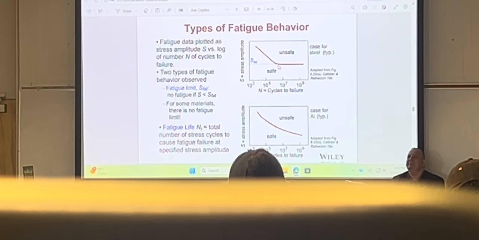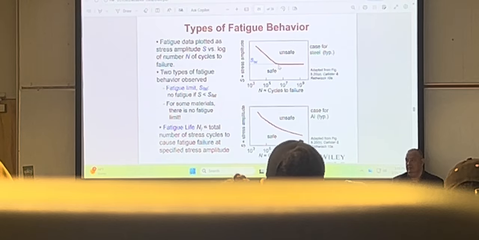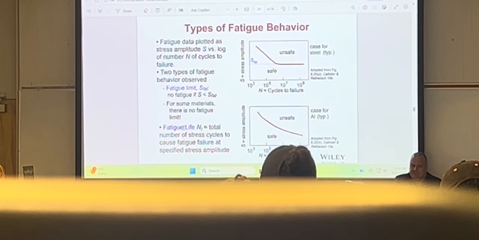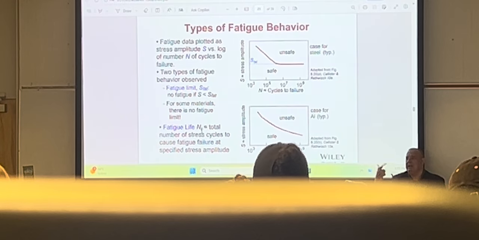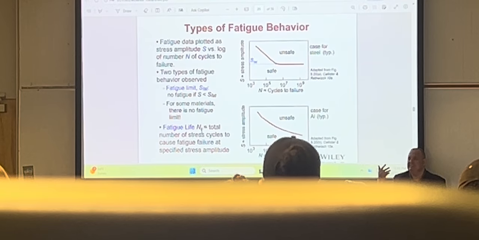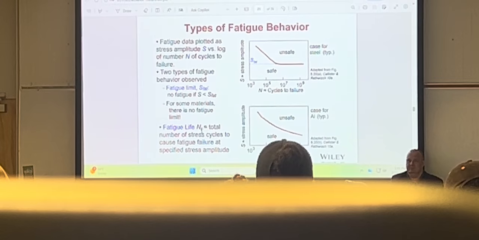Certain materials do not have a fatigue limit. Aluminum, it does not matter. If you have a part made out of aluminum and you subject it to cyclic loading, it is going to fail regardless of what the stress amplitude is, unfortunately. Right? So fatigue life, N sub F, is the total number of cycles to failure. And that CV boot failed after 120,000 miles. You can calculate, for 120,000 miles, how many revolutions, how many cycles that was. It's not so hard to calculate.